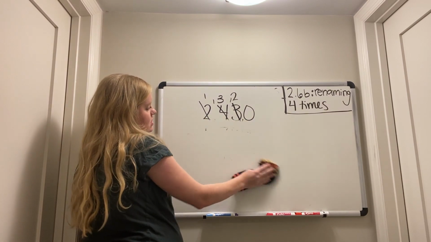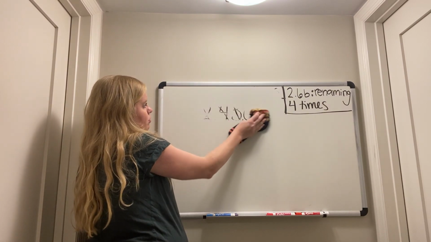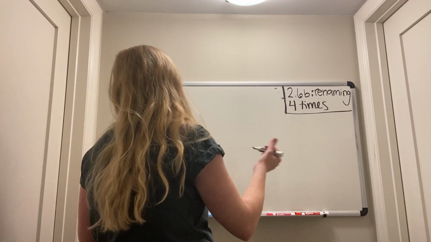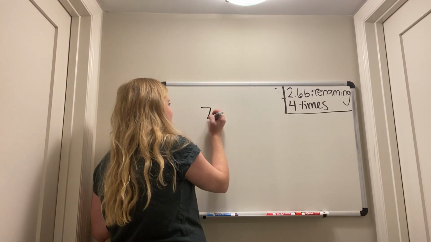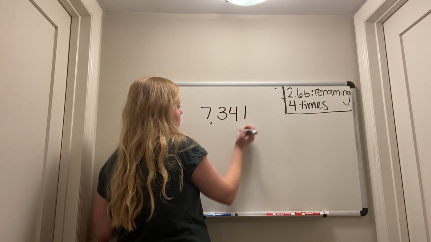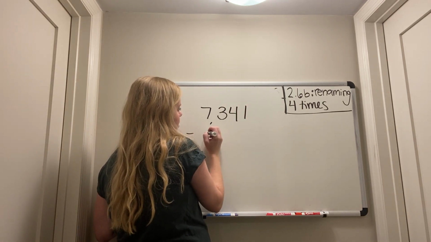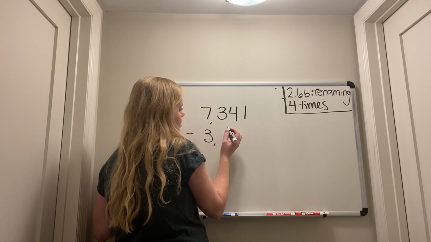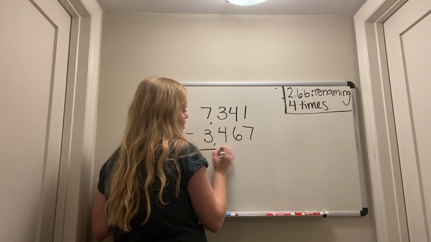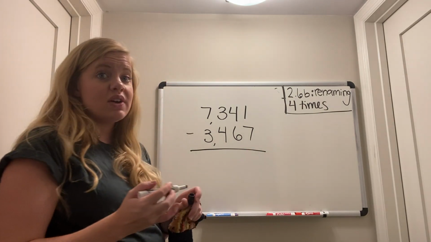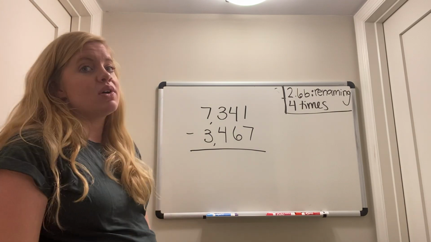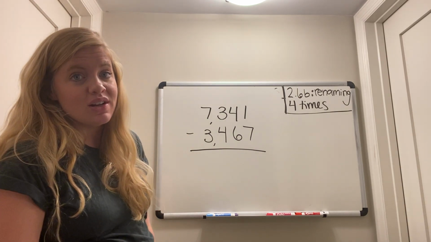All right, friends, this one you're going to do on your own. You're going to pause your device. We're going to start with 7,341 minus 3,467. Go ahead, pause your device, solve this either on your whiteboard or in your notebook, and then we'll come back together and solve it in a minute.